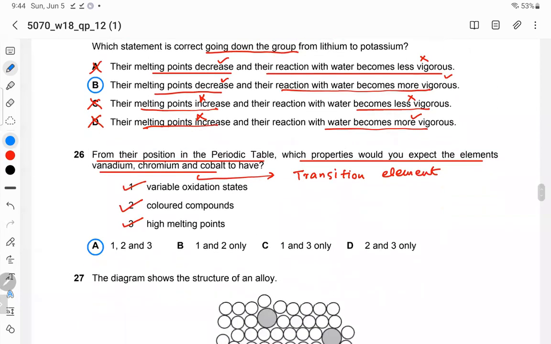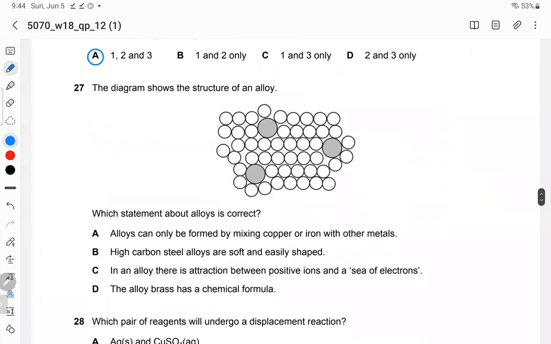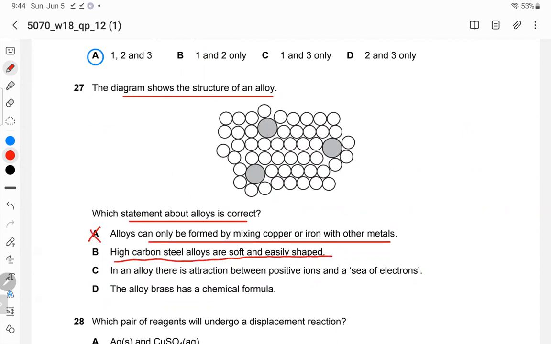Yes, sir. Now question 27. The diagram shows the structure of an alloy. Which statement about alloy is correct? Alloy can only be formed by mixing copper or iron with other metals. No, with other non-metals as well. So A goes wrong. High carbon steel is soft and easily shaped. No, high carbon steels are hard, not soft.